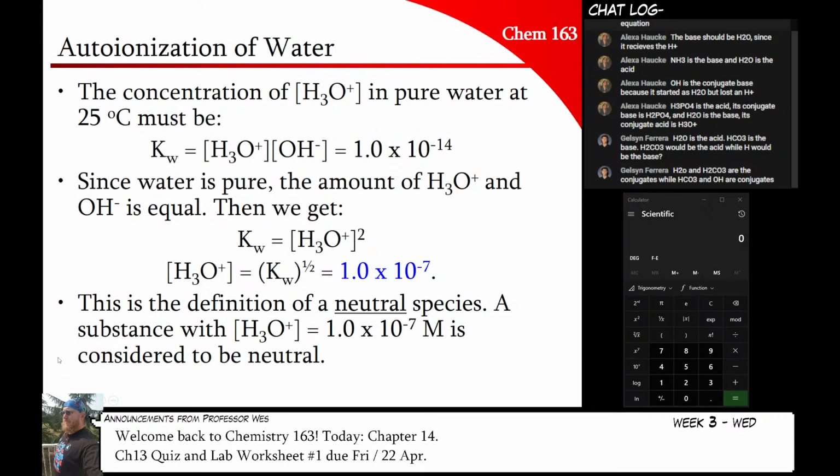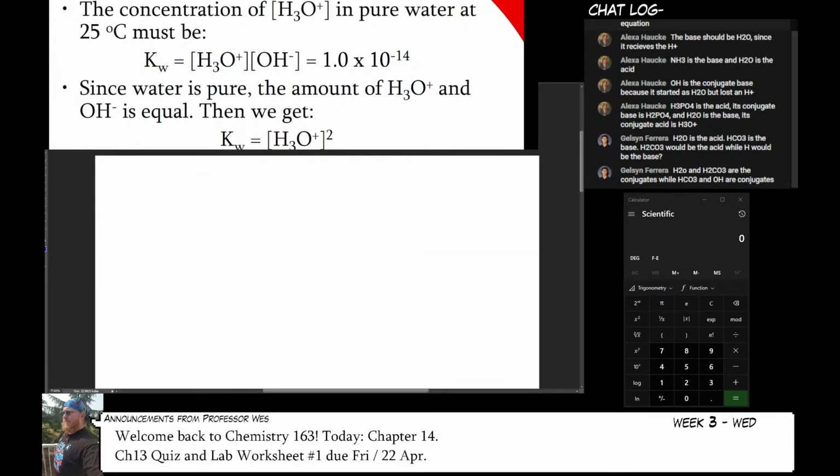Now, anything that has an H3O+ concentration equal to 1 times 10 to the minus 7 is what we call neutral. In order to be a neutral substance, you must have a hydronium concentration of 1 times 10 to the minus 7. If you have more acid than this, you are an acid. If you have less acid than that, you're a base. And the reason for that is because, remember that this expression must be true.